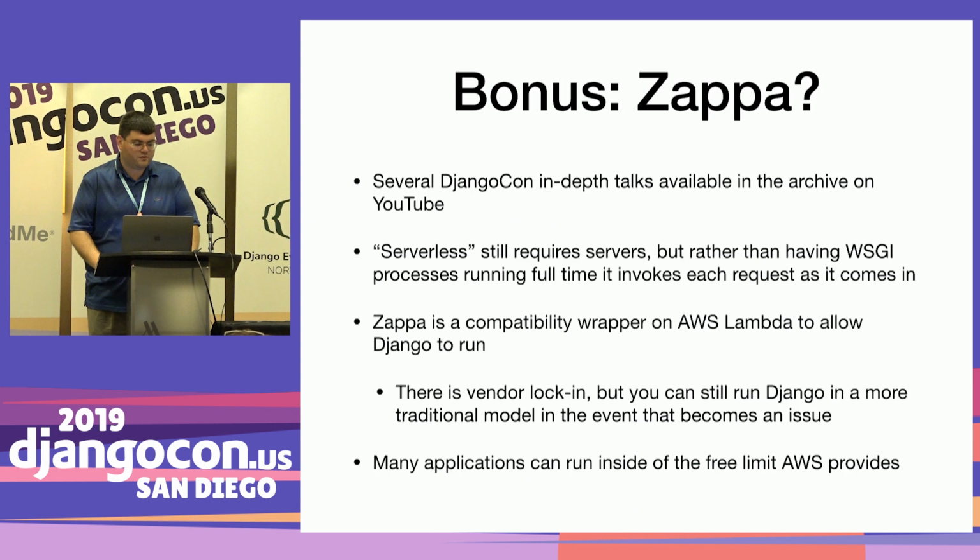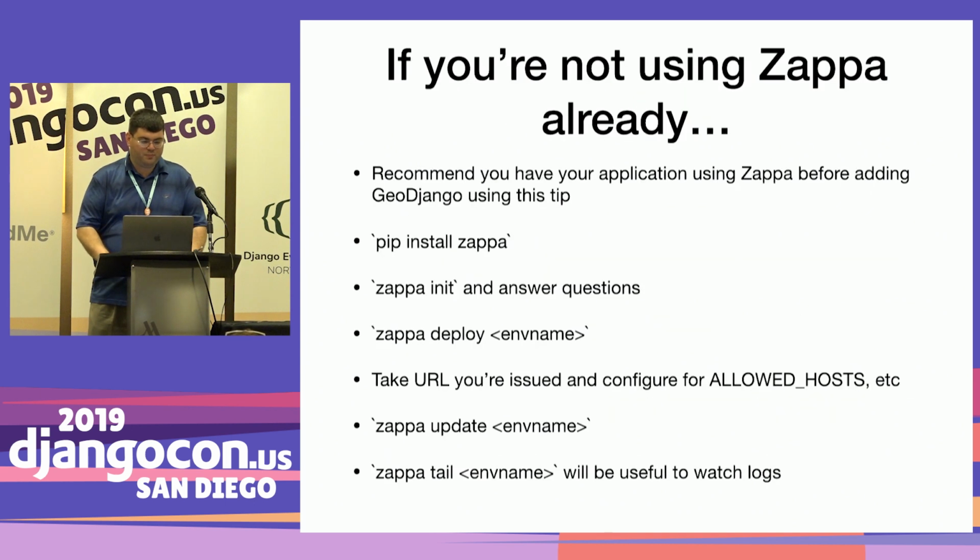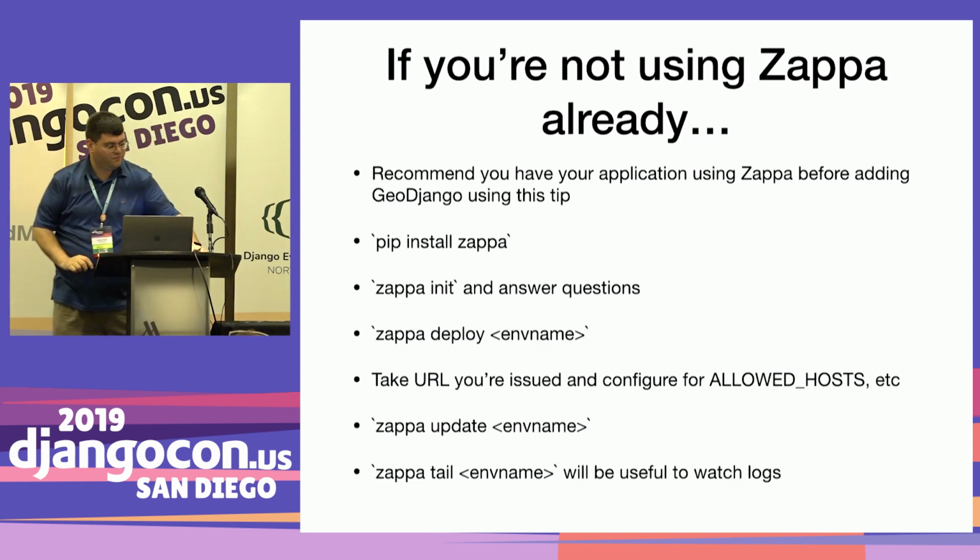And so serverless still requires servers. It's a compatibility layer so that you can run on serverless with Lambda, but not have all the lock-in. And most applications can run inside the free limit, which is kind of cool for hacking projects and learning stuff. You can pip install Zappa, zappa init, zappa deploy, take that URL, drop it in allowed hosts, zappa update, and then you're done. Thanks.